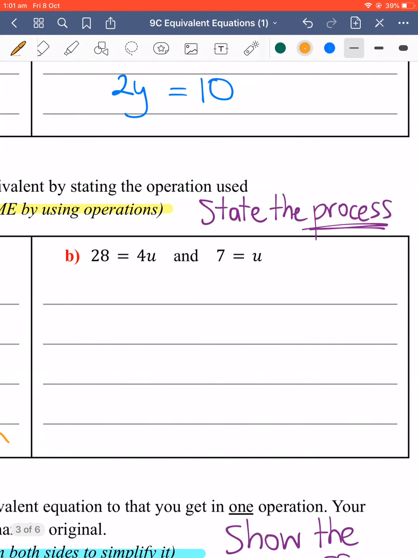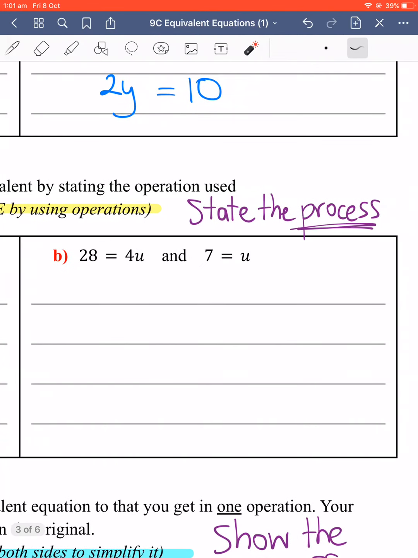Next one, let's have a look. Okay, so similar thing. We want to get from here to here. What can we do to get from here to here? So we need to see what the process is. So I can see that I have a u here and I have a u here, and I can see that this is multiplied by 4. So why don't I try dividing by 4? So always think about kind of an opposite operation. So if I have plus, I want to maybe do a minus. If I have a minus, I might want to do a plus.